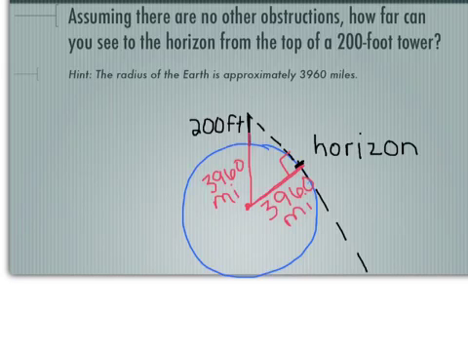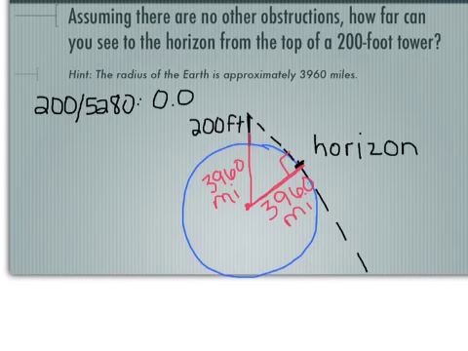So take 200 and divide by 5,280. I'm going to need somebody else to do that. 0.03788. So like 0.038 it would round to. I would go a few decimal places on that since that decimal is so tiny. So basically that 200 feet is really 0.038 miles.